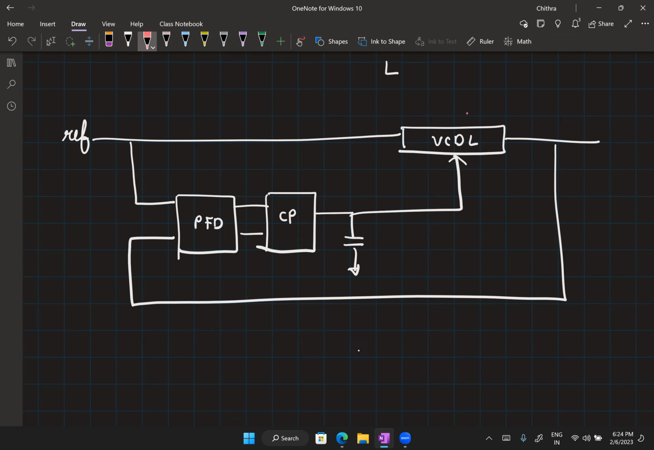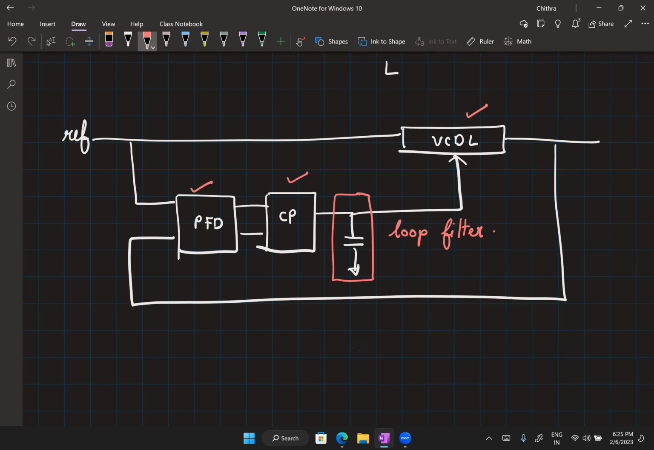So we have seen VCDL, we have seen PFD, we have seen the charge pump implementation. Only a capacitor is remaining, but everybody knows what a capacitor is. The only additional information I can give here is that this is also called a loop filter. It contributes to the integrator action, which is basically an averaging filter. In practice, it need not be a single capacitor. You could potentially put a complicated loop filter in this place.